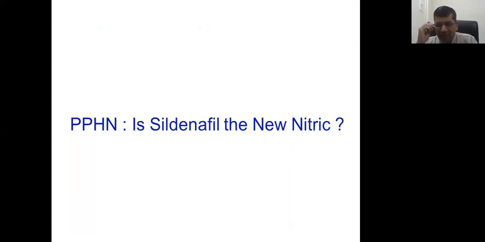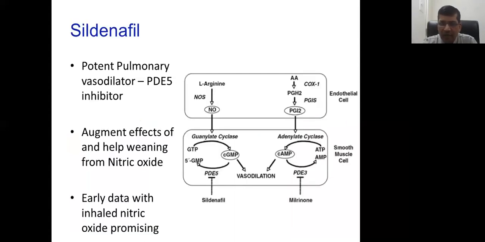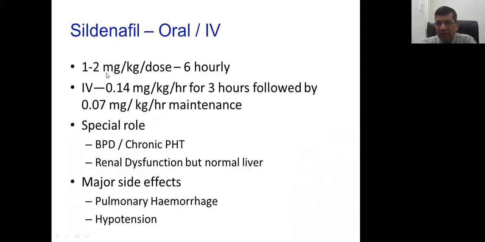The next question comes in the mind. Is sildenafil the new nitric? That was 20 years before we were talking, or 15 years before we were talking in India. What is this sildenafil? As you all know, sildenafil is a potent vasodilator. This is a phosphodiesterase 5 inhibitor, again acting on the cyclic GMP, and naturally we have vasodilatation through this effect.